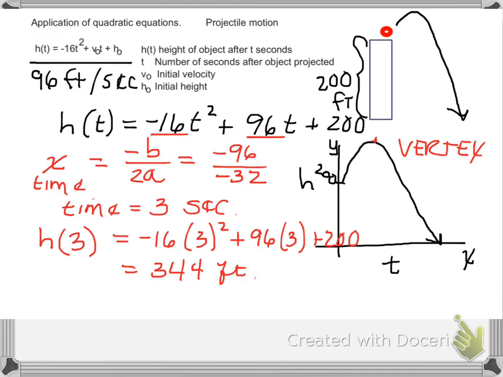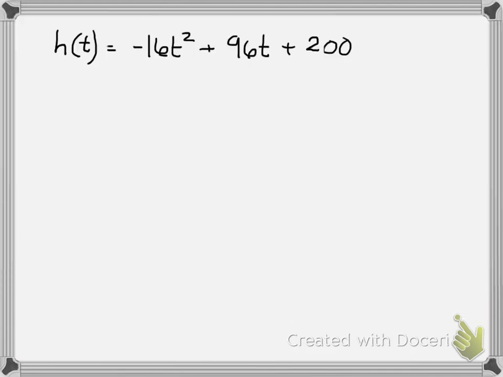Now the second question that we might ask is, okay, well we know how high it gets, but how long did it take for this ball to hit the ground? So we want to know how long it took. What is the value of t when our height is 0? So we have this quadratic equation that we need to solve, and we have several methods that we could try. I'll just try with the quadratic formula.